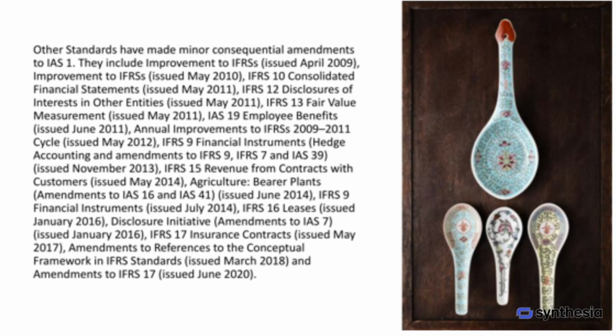In June 2011, the annual improvements to IFRSs 2009-2011 cycle in May 2012, and IFRS 9 concerning financial instruments in November 2013. Over time, additional amendments to IFRS 9, IFRS 7, and IAS 39 were made to incorporate hedge accounting changes. The introduction of IFRS 15 on revenue from contracts with customers came in May 2014, followed by amendments to IAS 16 and IAS 41 regarding agriculture bearer plants in June 2014. IFRS 9 was updated further in July 2014, and IFRS 16 on leases was introduced in January 2016, along with amendments to IAS 7 under the Disclosure Initiative.